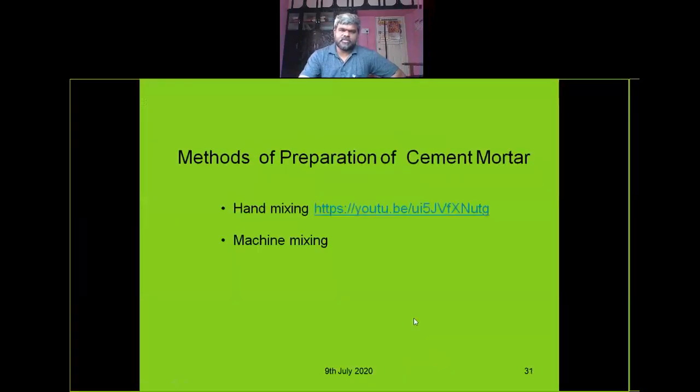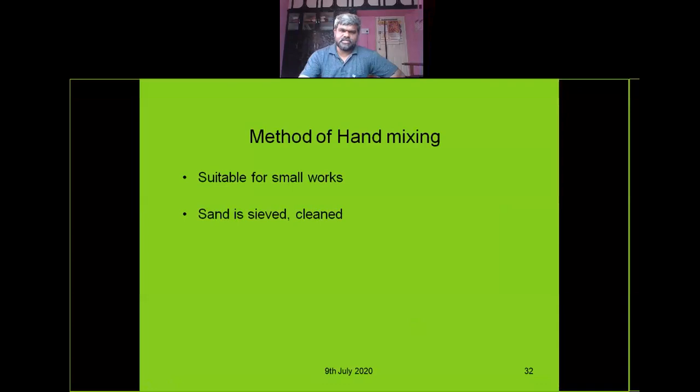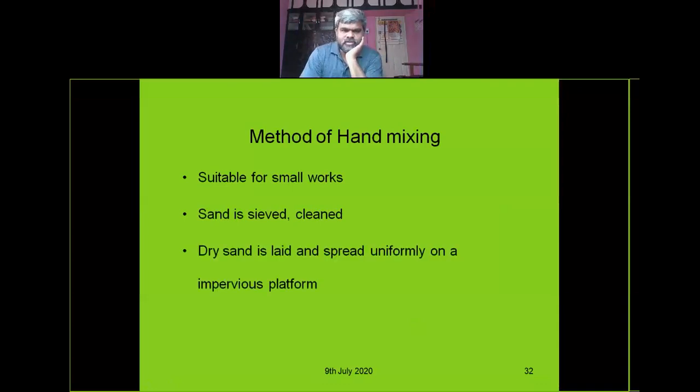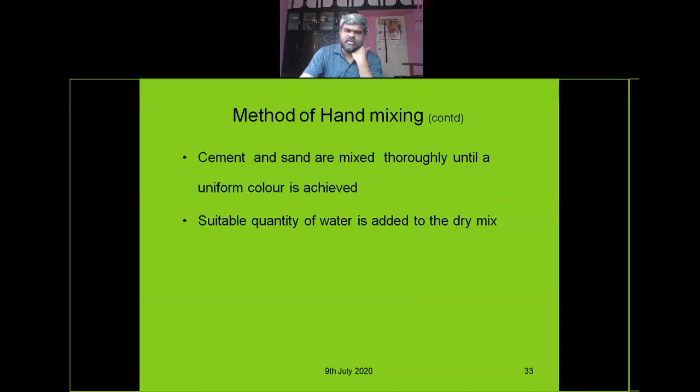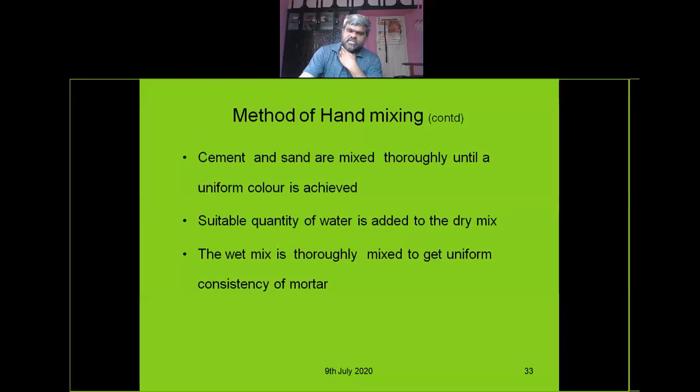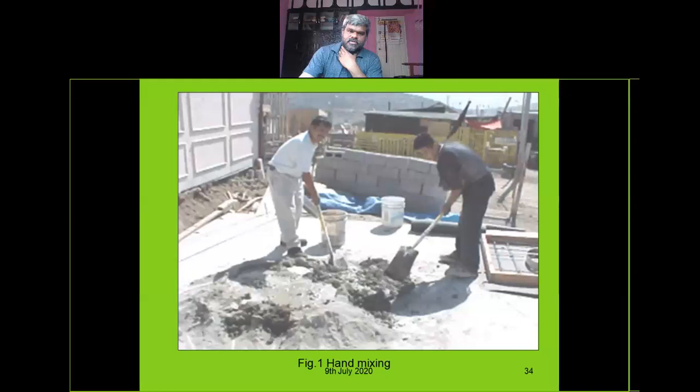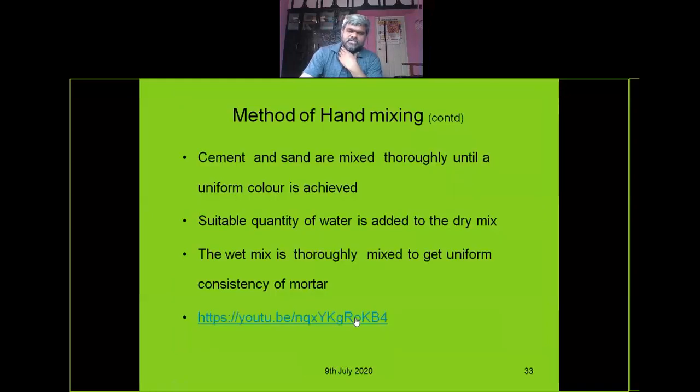So that is hand mixing, and the other method is machine mixing, using machines. Hand mixing is suitable for small works. Sand is sieved and cleaned. Dry sand is spread uniformly on an impervious platform. Cement is spread uniformly over the sand. Cement and sand are mixed thoroughly until a uniform color is achieved. That is the dry mix. A suitable quantity of water is added to the dry mix, and the wet mix is thoroughly mixed to get uniform consistency of mortar. So this is about hand mixing; there is machine mixing also, I think.